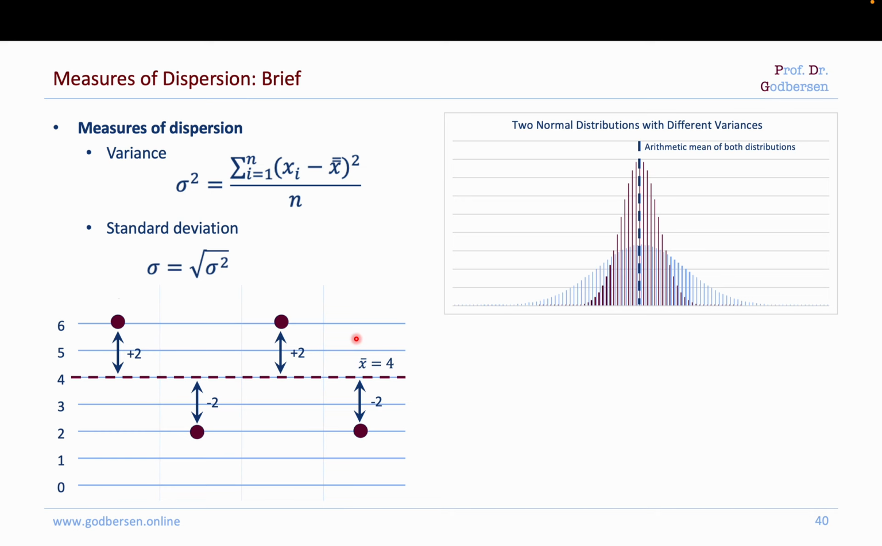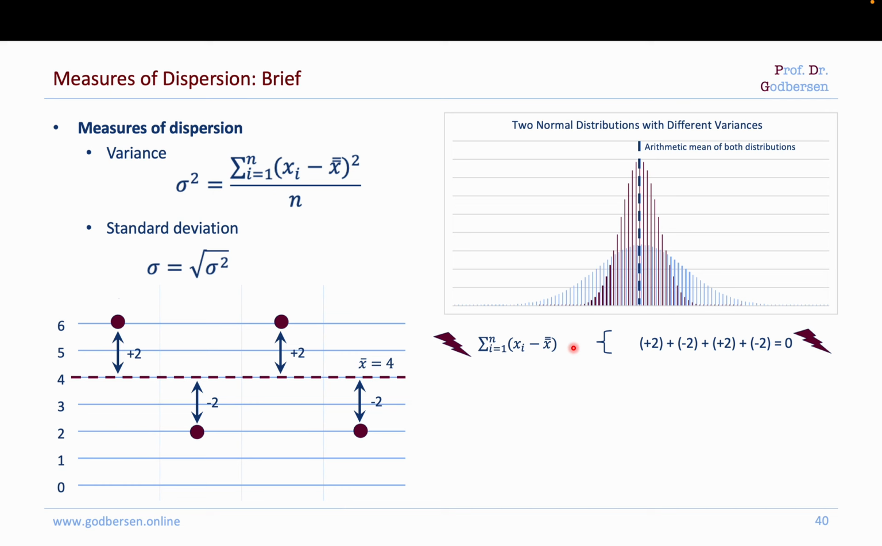At first glance, one could say we just form the difference of xi, our measured value, and x average, the arithmetic mean. So measured value minus arithmetic mean, and we sum this up. In our case, that would be 2 plus minus 2 plus 2 plus minus 2, and that equates to 0. It doesn't matter what kind of data you have. If you apply just this equation, you will always end up with 0. So this first idea does not work.